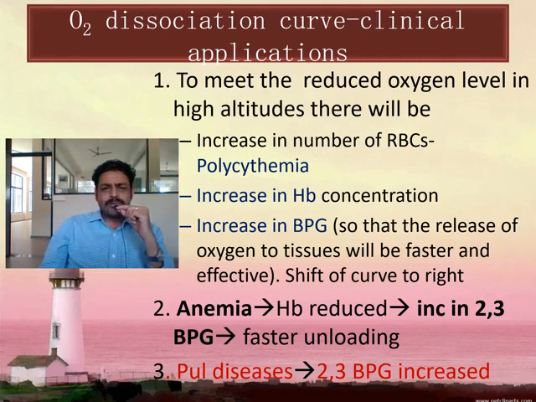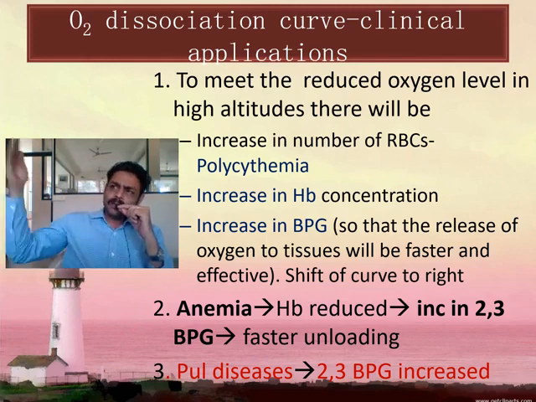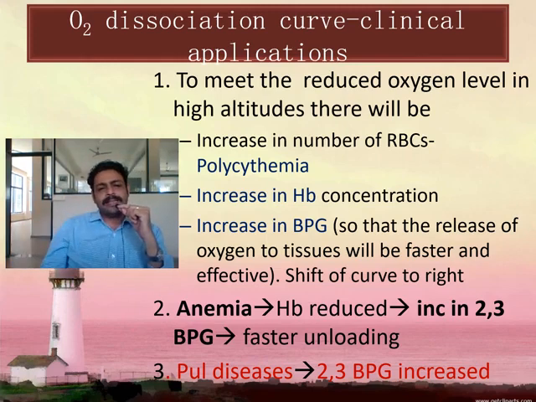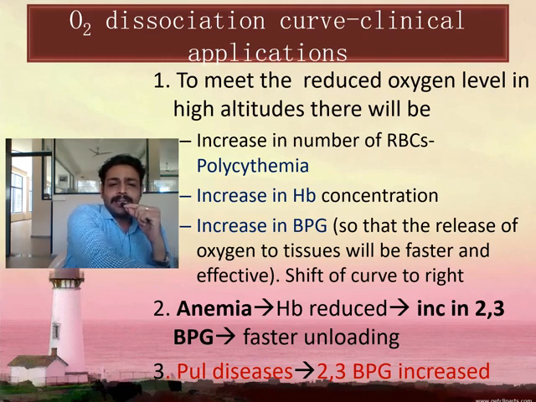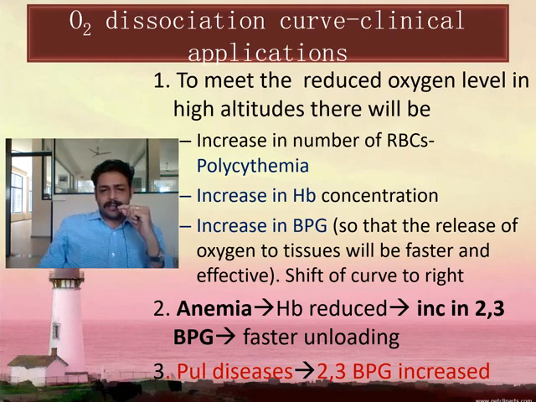To meet the reduced oxygen level at high altitudes, there will be an increase in the number of RBC, polycythemia, so that more oxygen will be transported easily. There is also an increase in the hemoglobin concentration, so that more oxygen is transported. And the third is an increase in 2,3-bisphosphoglycerate.